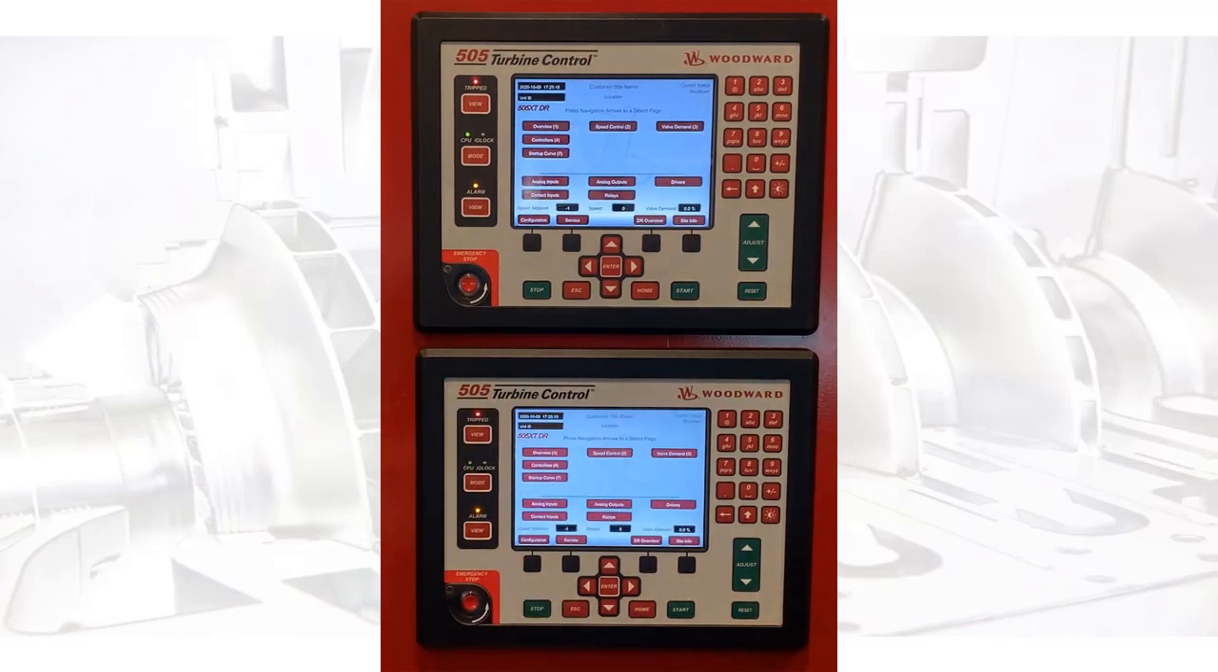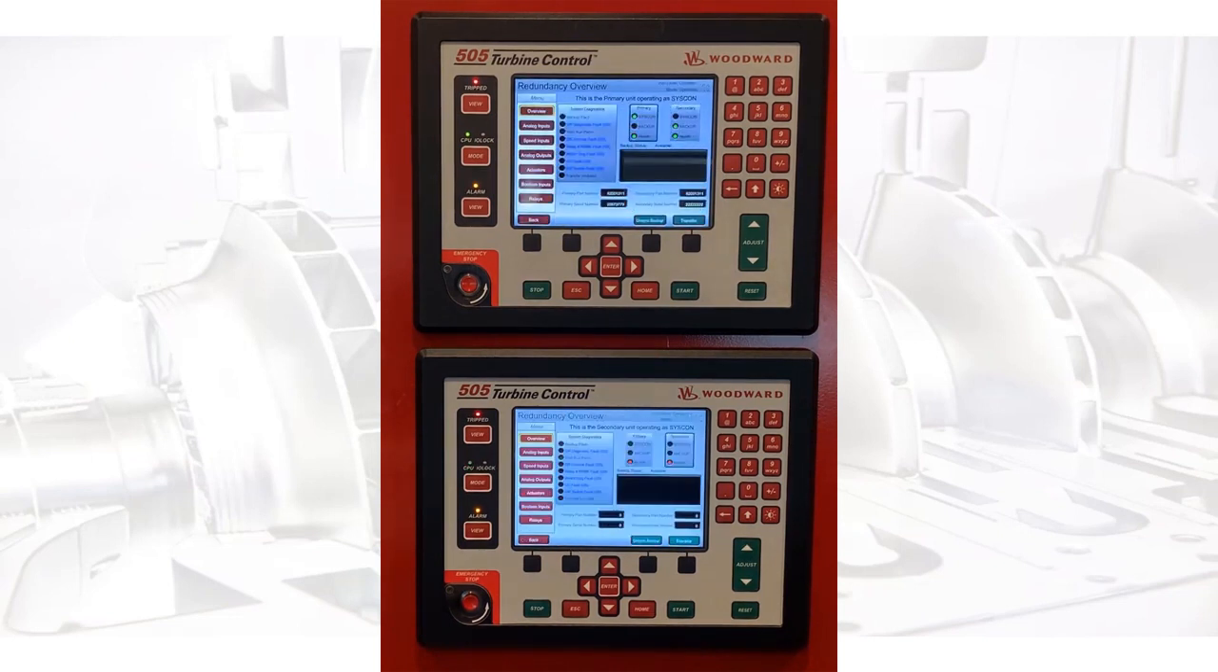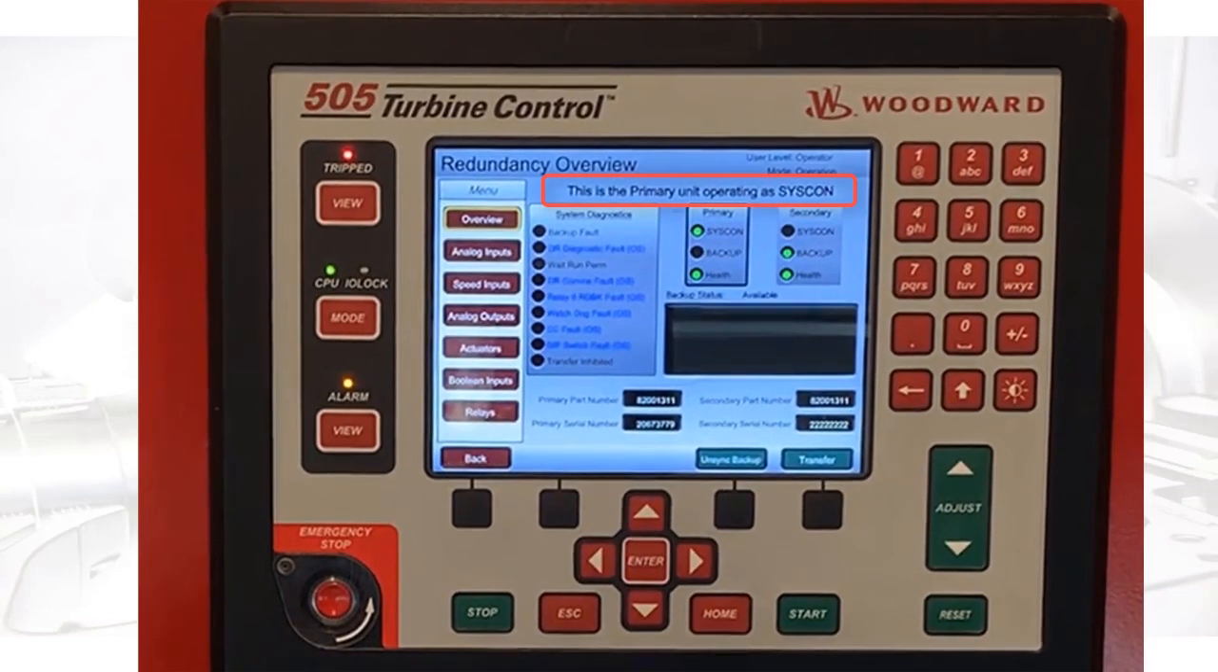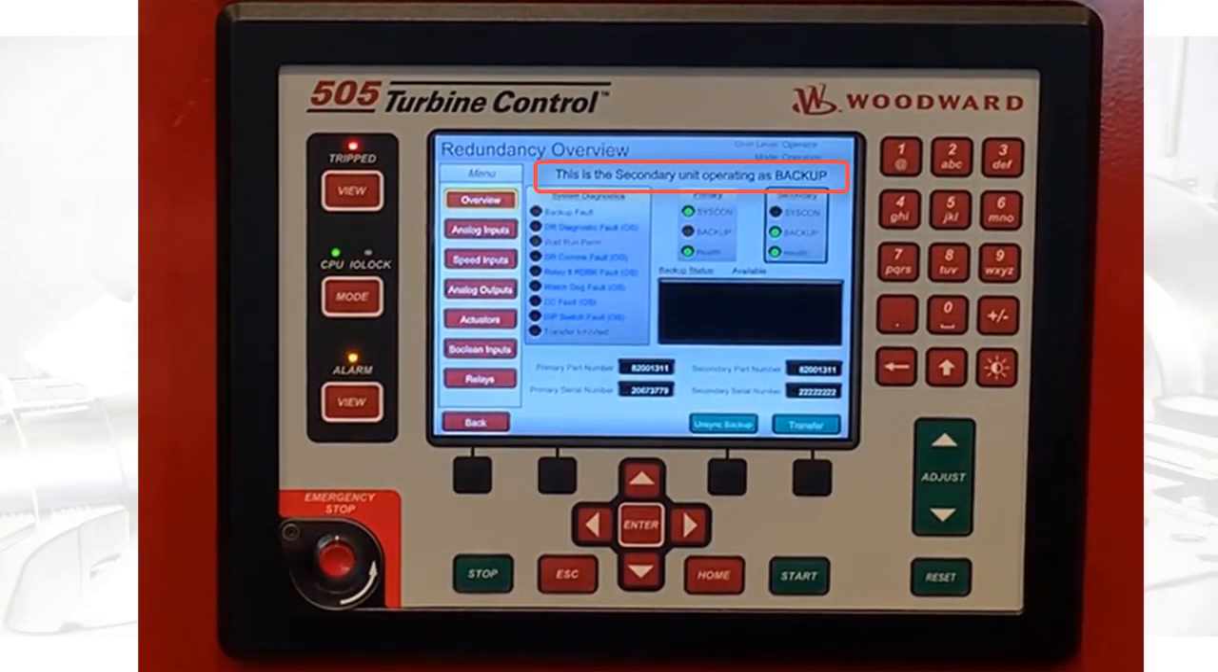Now that the units are in operation mode with a completed configuration, the DR overview page is available from the home screen. The DR overview page provides diagnostic information of the redundant system. This screen will indicate which of the units is currently operating as the syscon and which unit is the backup.